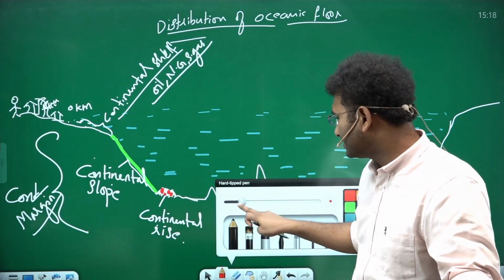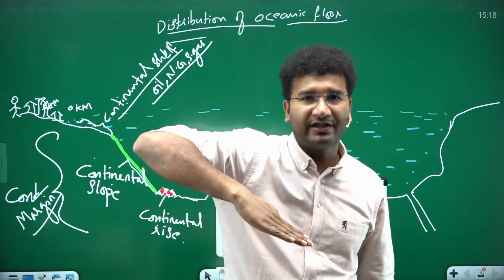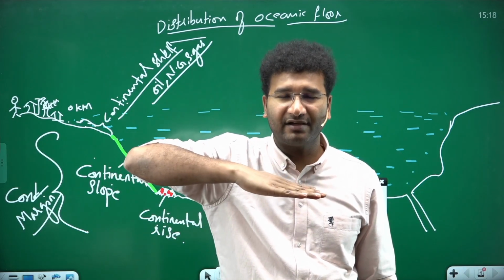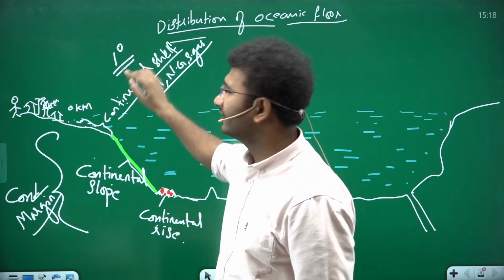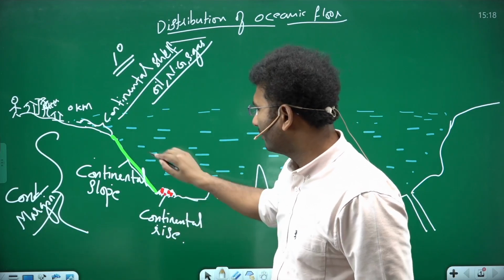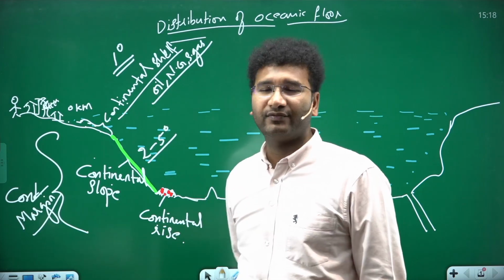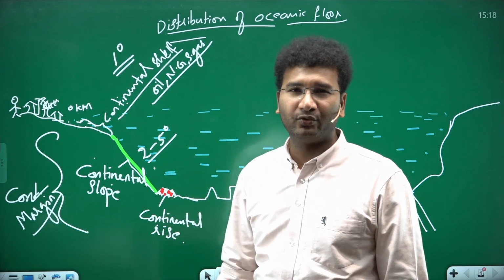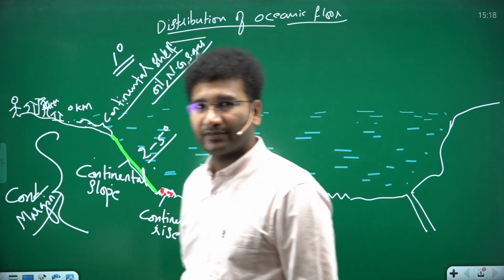The angles, when you look into the steepness of the continental slope, are very gentle. It will not be very steep. Imagine this is your continental shelf. The continental shelf will have only 1 degree of slope, whereas the slope will have 2 to 5 degrees, and the continental rise is the area of deposition, right?